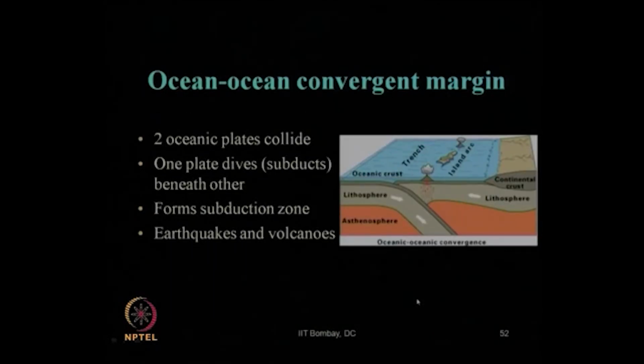Now, when ocean plates converge with respect to each other, that is, two oceanic plates when they converge, they collide with respect to each other, oceanic crust. One plate dives or subducts beneath the other. One of them has to go below, another has to go up, because they are colliding. So, obviously, one has to get subducted. That forms a subduction zone, and here also earthquakes and volcanoes get created. So, that is why the volcanic eruption can take place inside an ocean also.